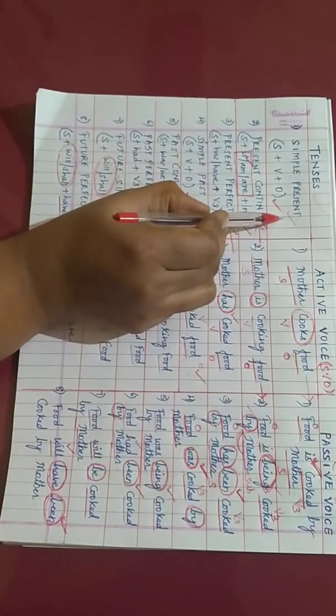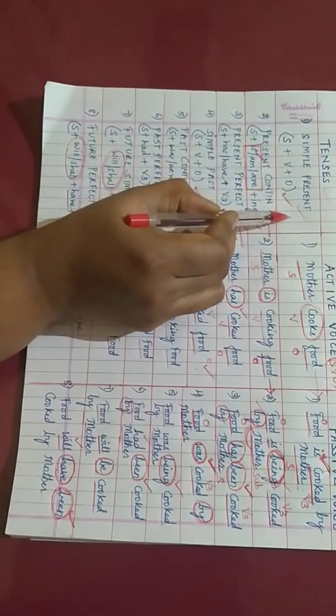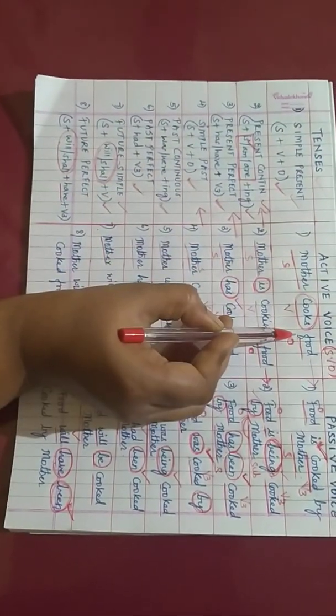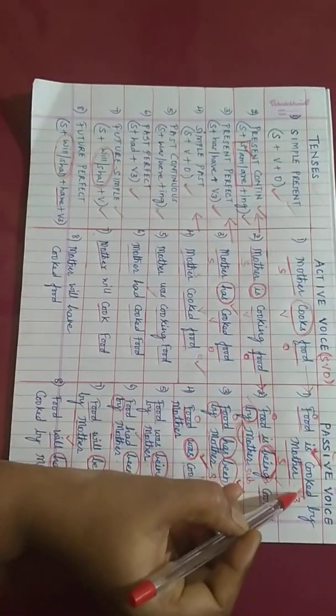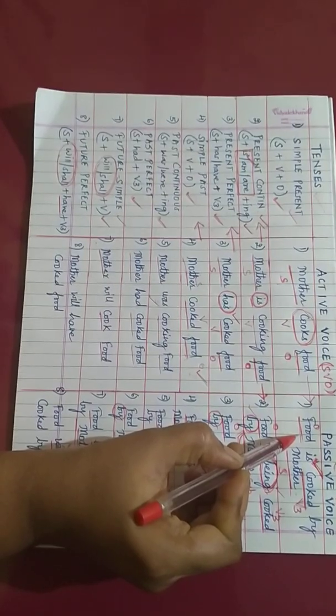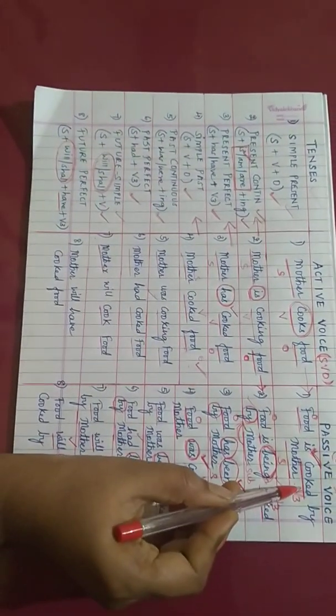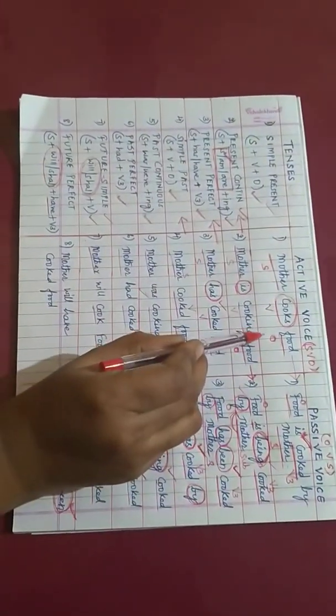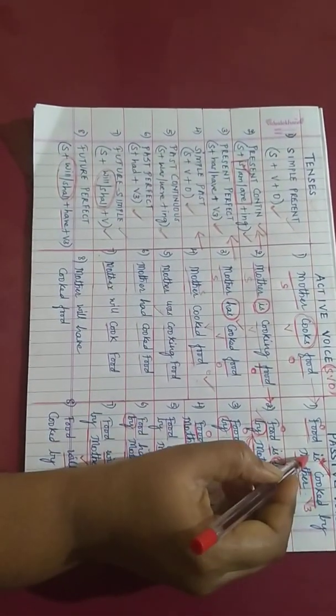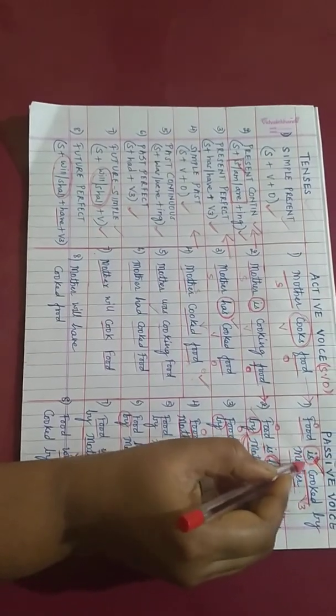Now tell me, this comes under which type of tense? This comes under simple present tense. Now how to convert this simple present tense from active to passive voice? Here you can see food is object, cooked is V3 form, and mother is subject. That means the formula is converted from active to passive voice. But what we have used over here is the helping verb is.